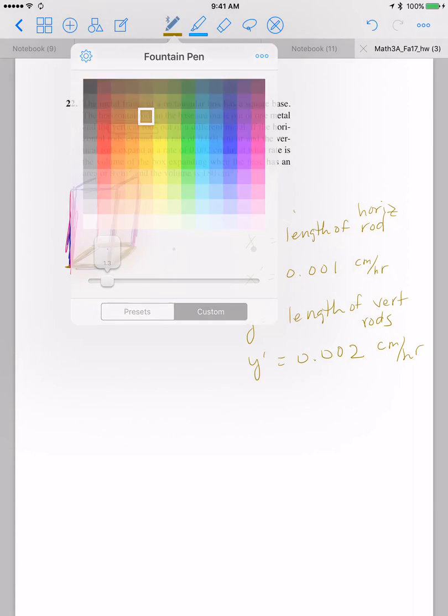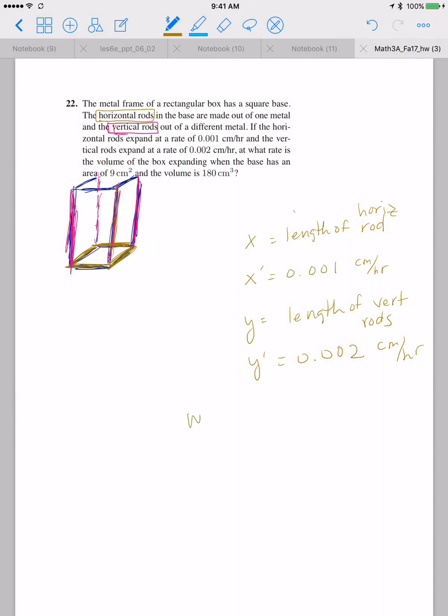So we want to know v prime equals what? When the base has an area of 9 centimeters squared, base area equals 9 centimeters squared, and the volume equals 180 centimeters cubed. Okay, so let's add in our variable here, v is the volume of the box.